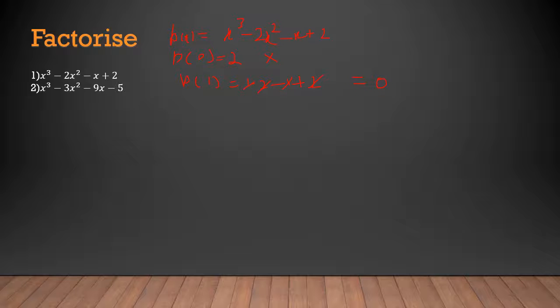So x equal to 1 is a factor for this polynomial. From here we get x equal to, sorry, x equal to plus 1. So x minus 1 is a factor. So if it is a factor, then we can easily get the second part of the factor by dividing it: x cube minus 2x square minus x plus 2 with x minus 1.